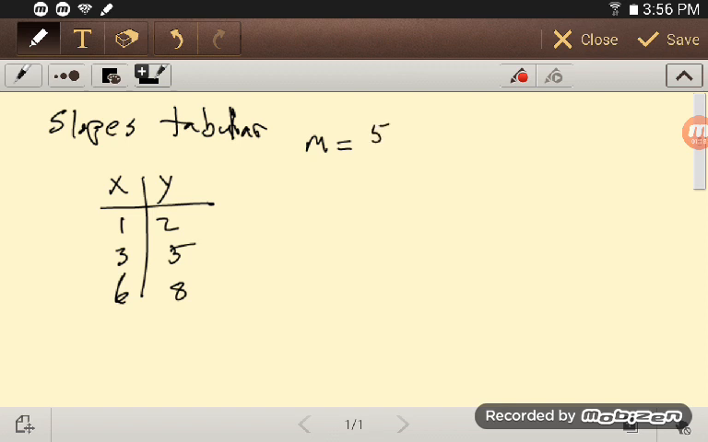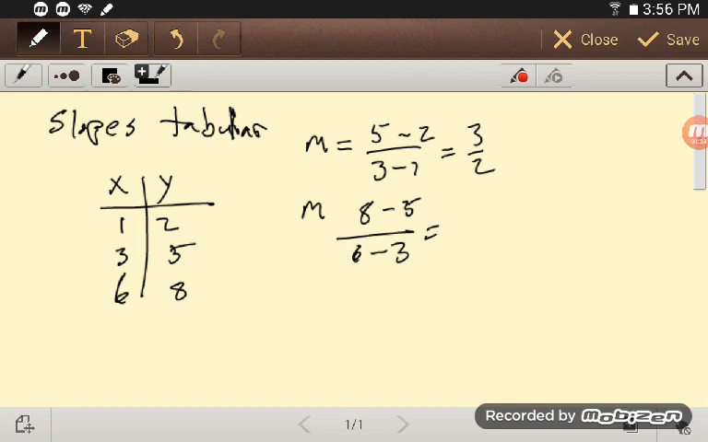So one combination, I could take the first two there. That would be 5 minus 2 over 3 minus 1. That would be 3/2. I could take the last two. That would be 8 minus 5 over 6 minus 3. Oh, that's 3 over 3. That's just 1. That's not 3/2.